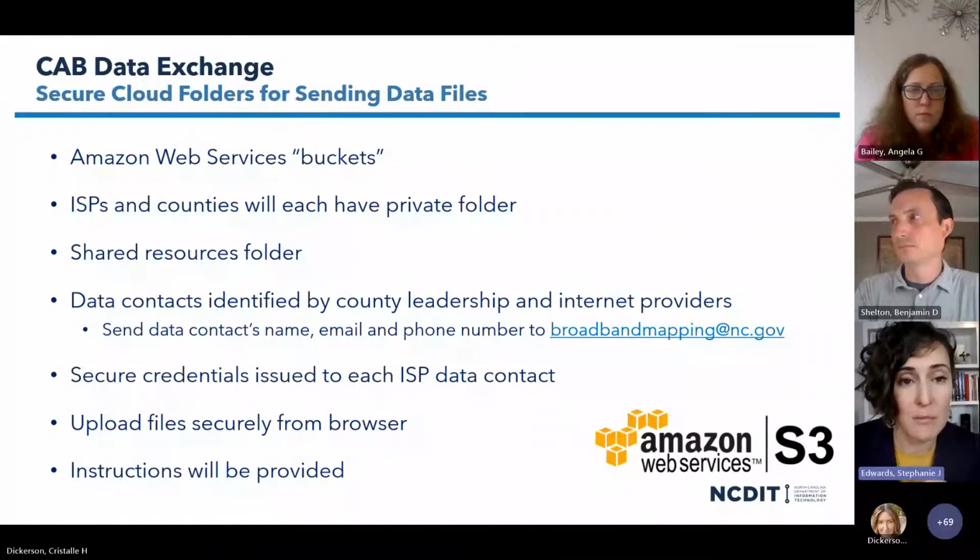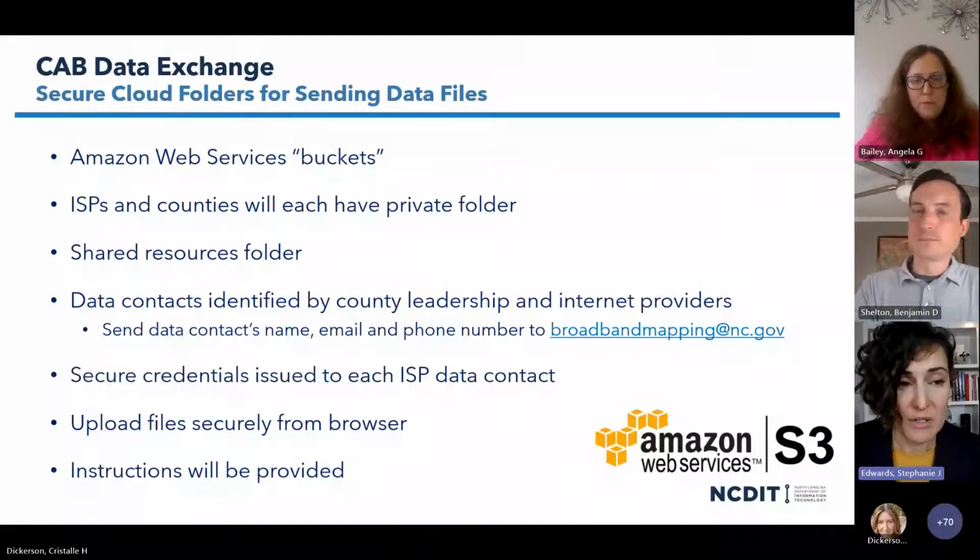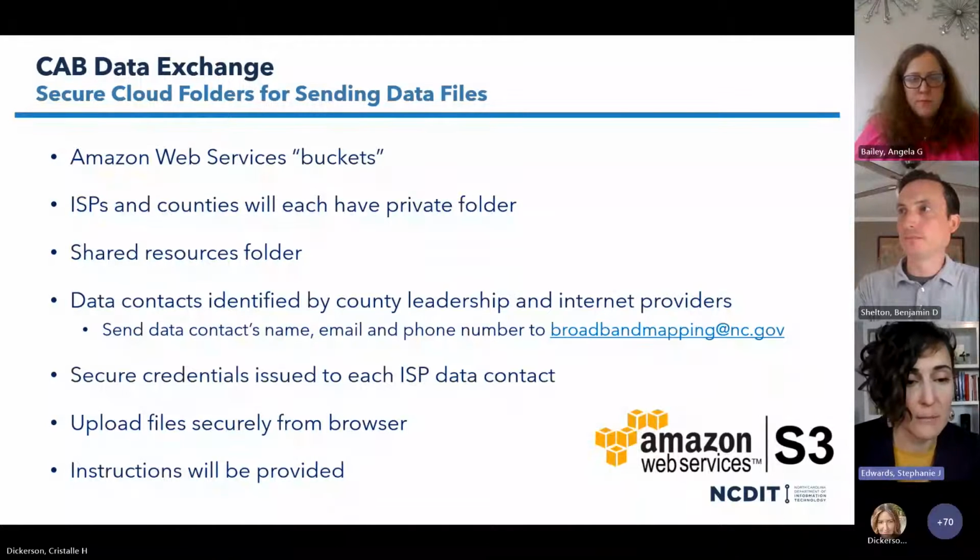So what we could really use from your leadership, your offices, would be helping us to identify the correct data contacts at your county for communicating information about CAB and about your county's priority areas, anything that you'd like to prioritize in the scopes of work for the CAB projects. So if you could make note to send us your data contact's name, email, and phone number to broadbandmapping@nc.gov, that would be a great place to start, or have that person email us directly to that email address. We will then issue credentials to that person for sending information to us and accessing the shared resources folder. So I think that about covers that.